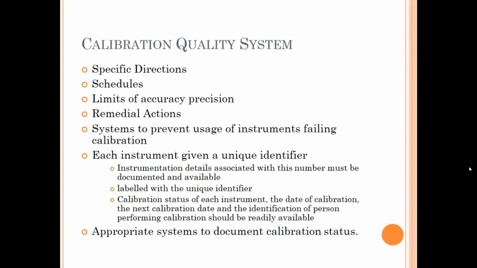calibration status, and each instrument must be given a unique identifier or a unique number, and within that identification label, it needs to contain the serial number, the model number, the location of the piece of equipment, the calibration status of the equipment, the date it was calibrated, the next calibration due date, as well as the initials of the person carrying out the calibration. And appropriate systems need to be in place to document calibration status. So normally we use logbooks to document if an instrument has been calibrated and its next calibration due date.